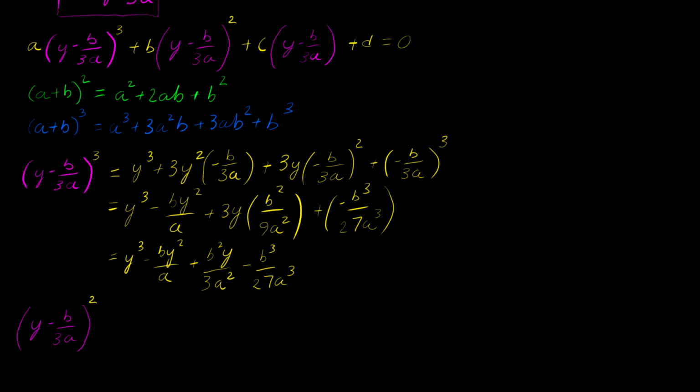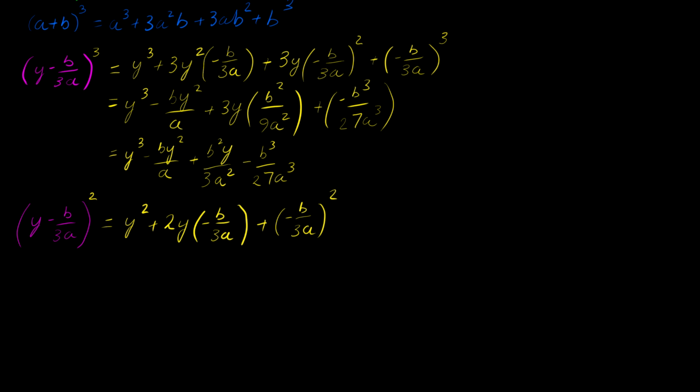So let me go ahead and use this fact up there. So it's just going to be a squared. So our a is our y. So it's just going to be y squared plus 2 times our a, which is y, times our b, which is negative b over 3a, plus we're going to get our b squared, so negative b over 3a squared. And so let's see what this simplifies to.